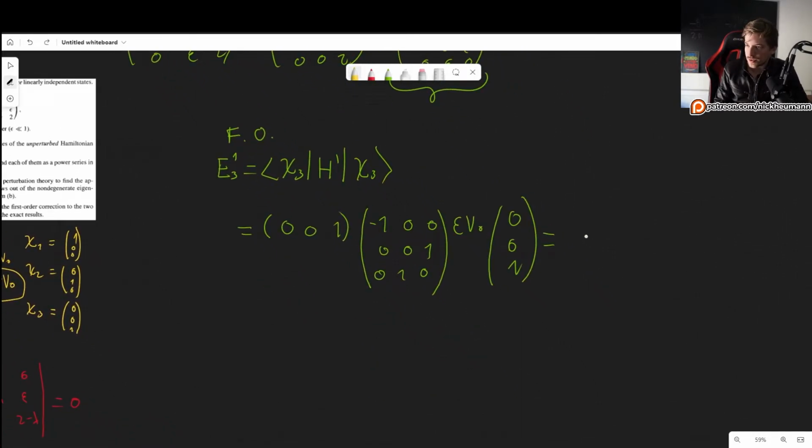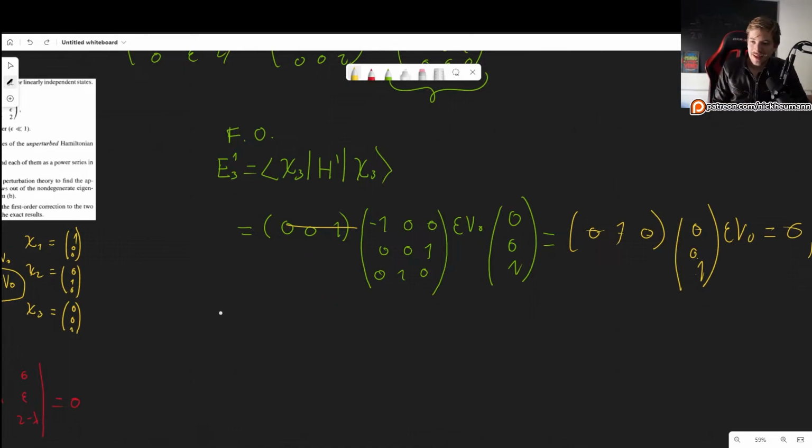So by doing this first, we have the product of this times this, which gives us 0, the product of this times this, which gives us 1, and the product of this times this, which gives us 0. And all of this is multiplied with this 0, 0, 1 and epsilon V0. And this, of course, is 0: 0 times 0, 1 times 0, 0 times 1. So there is no first order correction for this non-degenerate state.